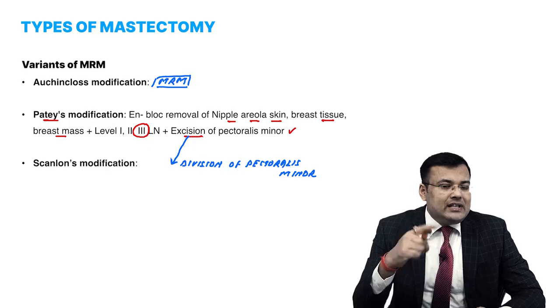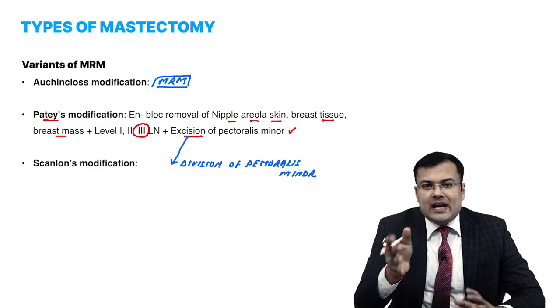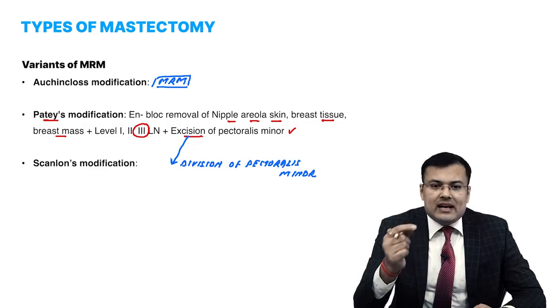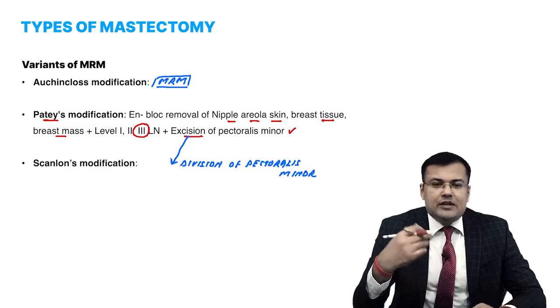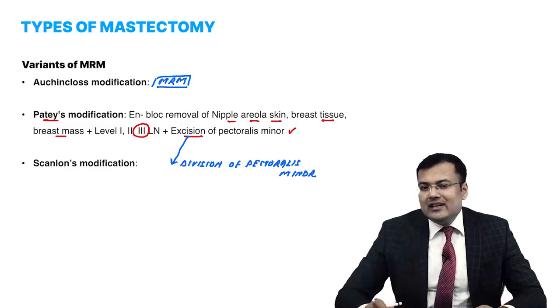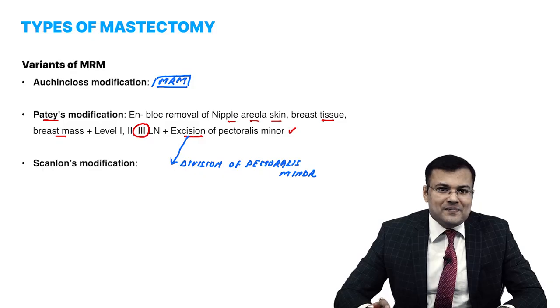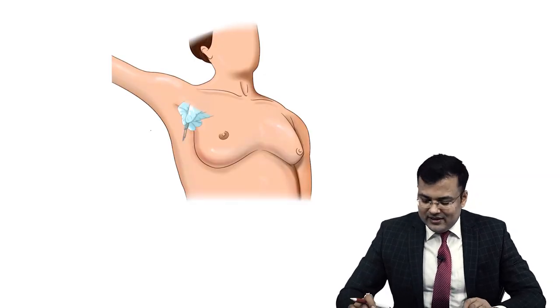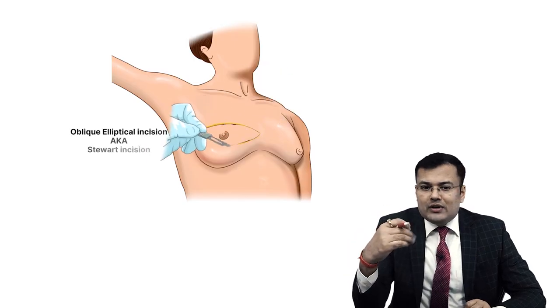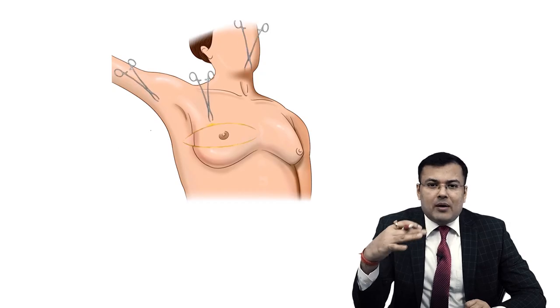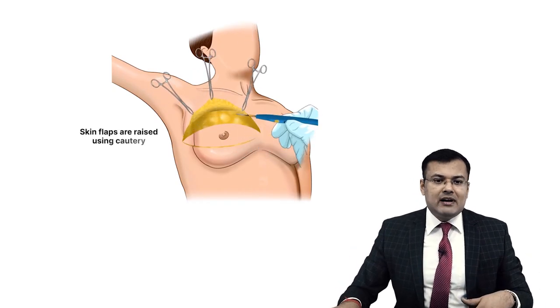In exam, usually examiners are asking the named mastectomies like Halsted radical mastectomy, Patey's modification, Scannellon's modification. So in Patey's we go for excision, in Scannellon's we go for division. Okay. Now see how we perform mastectomy. First we are giving this kind of elliptical incision. This is also known as Stewart incision. So oblique elliptical incision, that is Stewart incision.